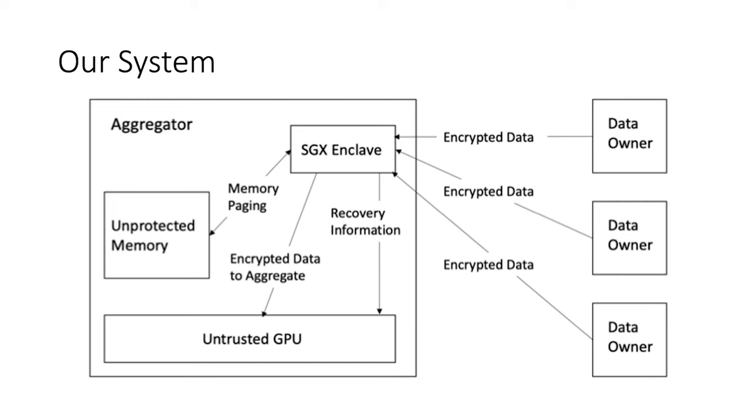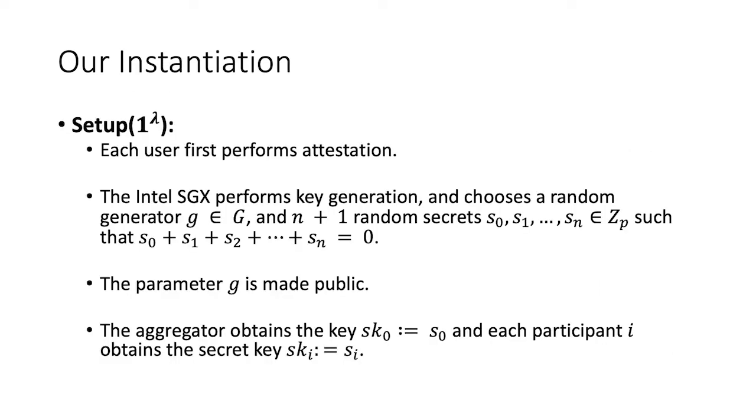So basically, in our protocol, a group of data owners will encrypt their private data and send it to an untrusted aggregator. This aggregator will send the encrypted data into an SGX enclave to perform some verification operations. Once this is done, we'll send it out to an untrusted GPU along with any necessary recovery information, where in this more powerful setting, the data can be aggregated to get a final result. The first part of our protocol is known as the setup phase.